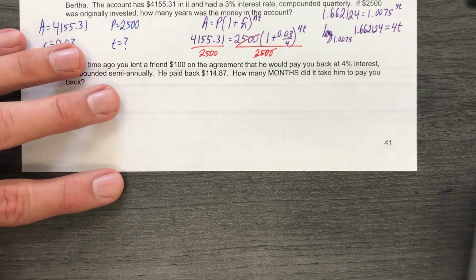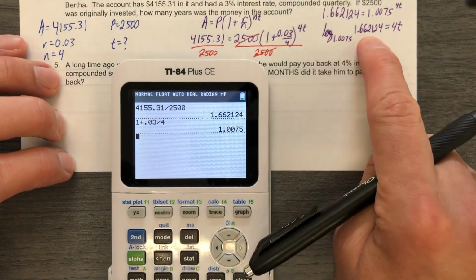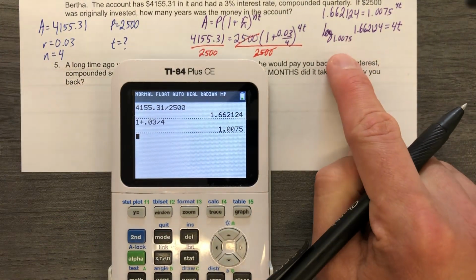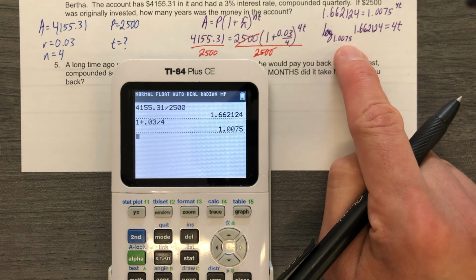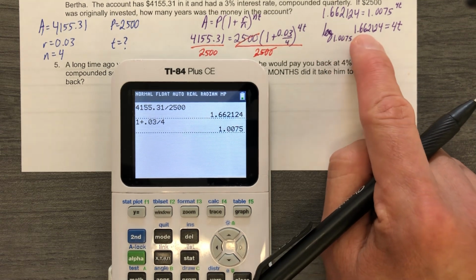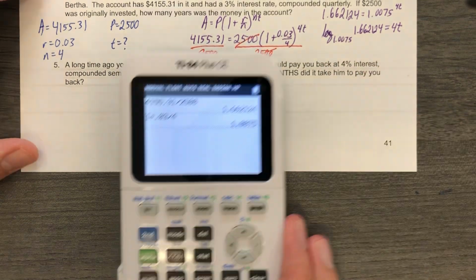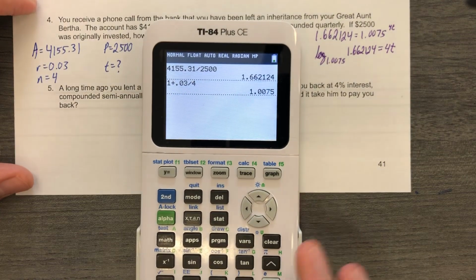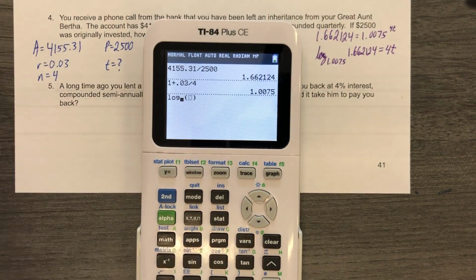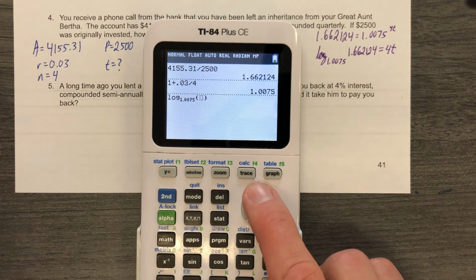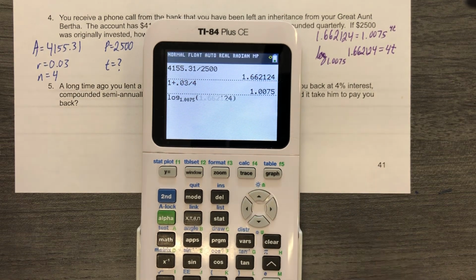Okay, we're going to find out what this is. I have no idea. Basically, this is a question saying 1.0075 to what power would give me 1.662124. Yeah, try that in your head. See how that works out. So let's not. Let's go up and grab those numbers. You can do it this way. Get to where you want the number to go and then go up and grab it.